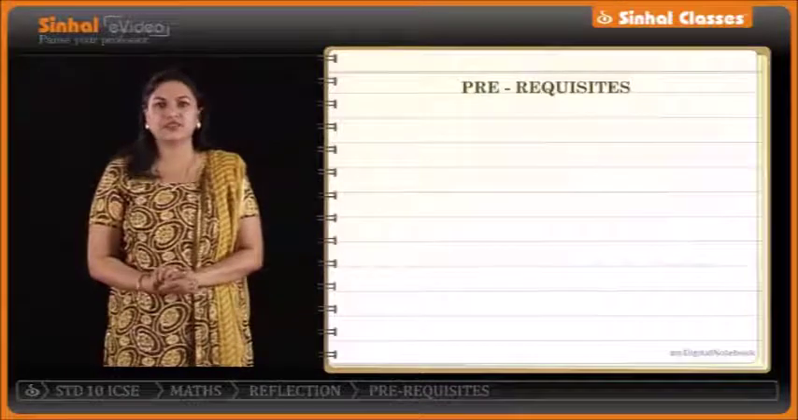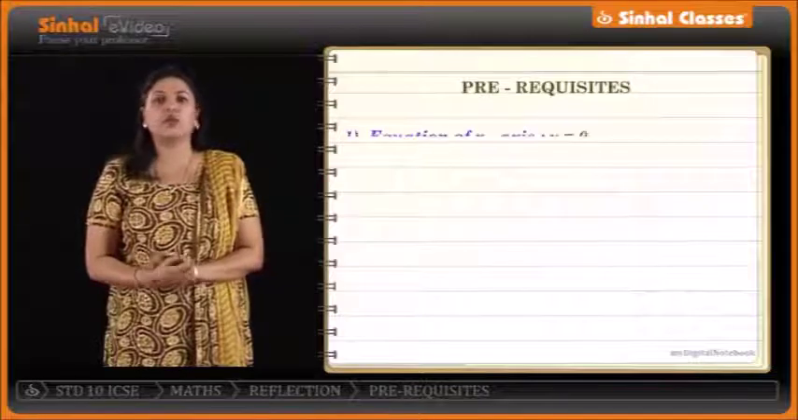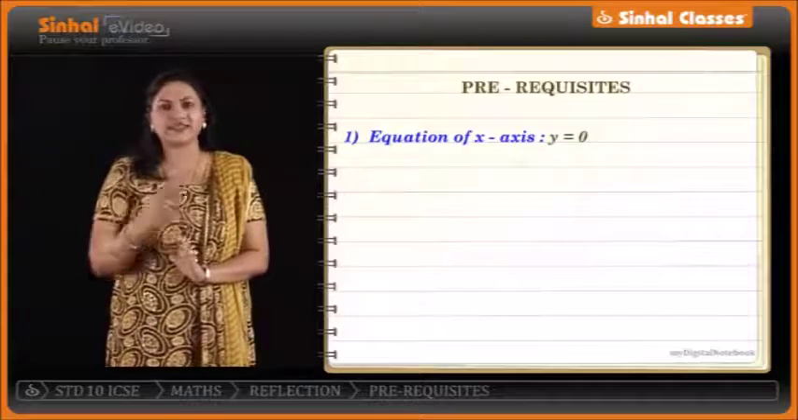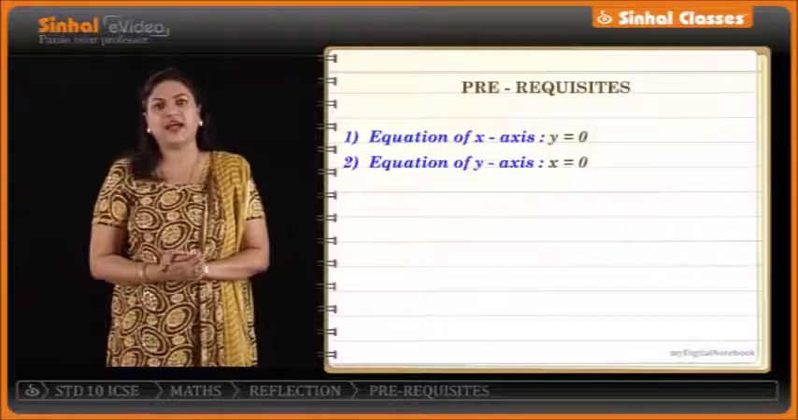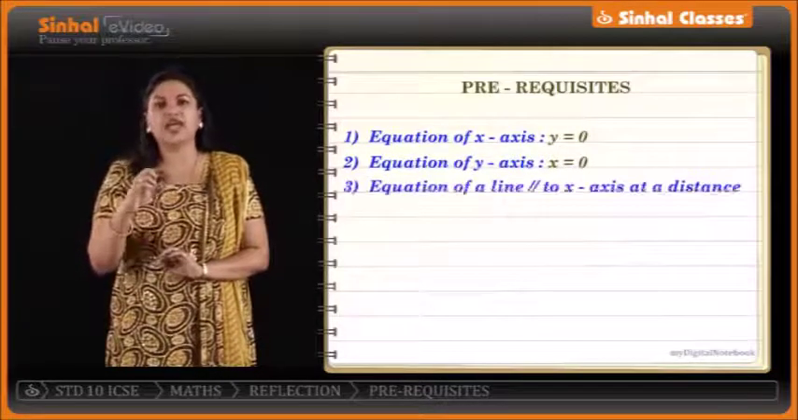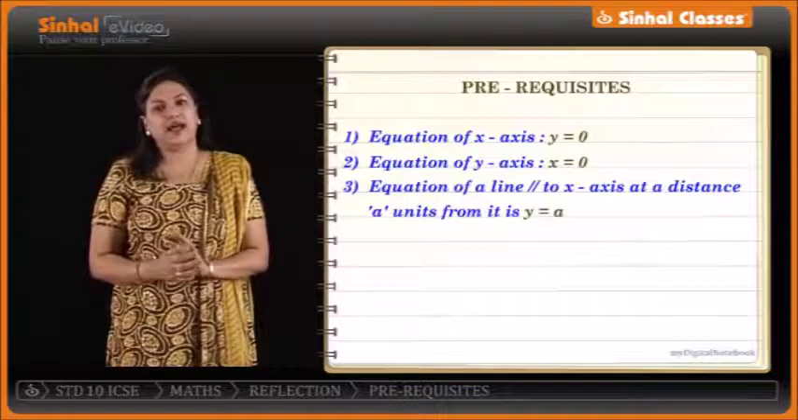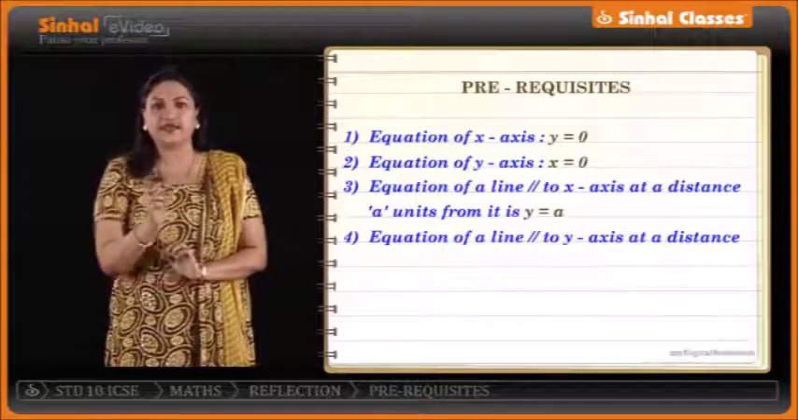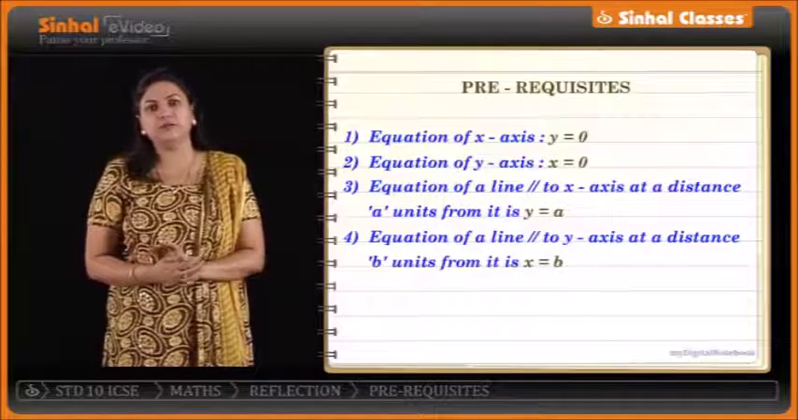Now the prerequisites for this topic are: equation of the x-axis is y is equal to 0. Equation of the y-axis is x is equal to 0. Equation of a line which is parallel to the x-axis at a distance of a units from it is y is equal to a. And equation of a line parallel to the y-axis at a distance of b units from it is x is equal to b.